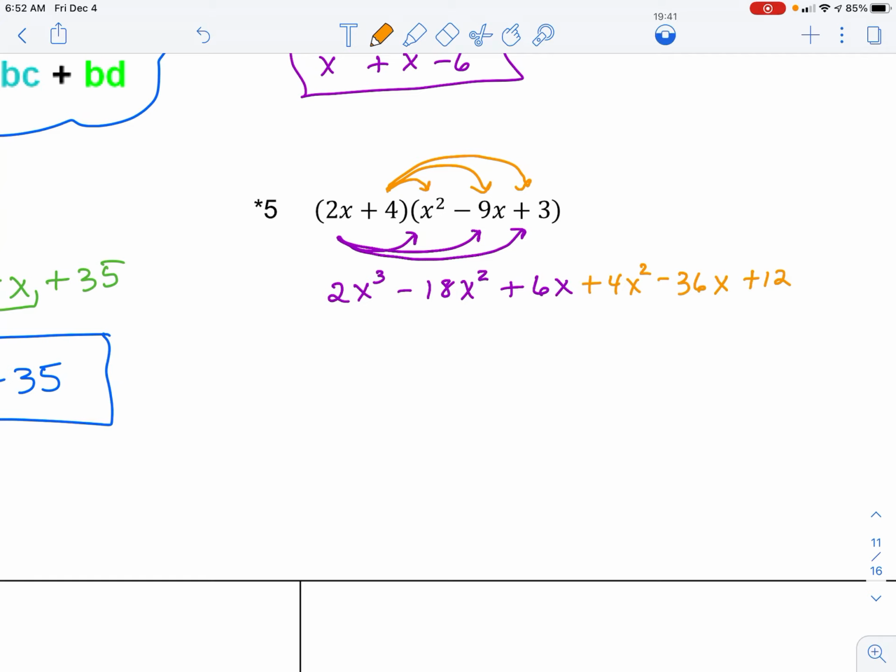Now let's find our like terms. We only have one x to the 3rd term. We have 2 x to the 2nd power terms. I'm going to highlight those instead in yellow.